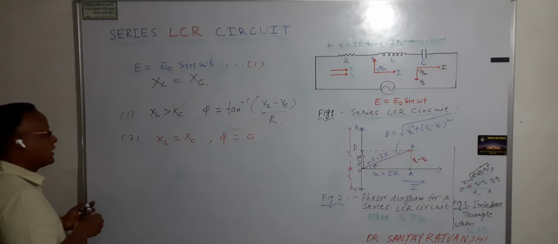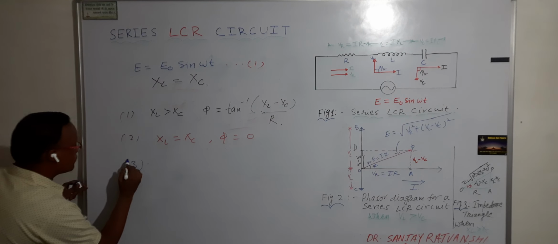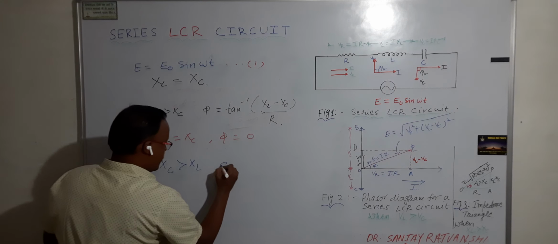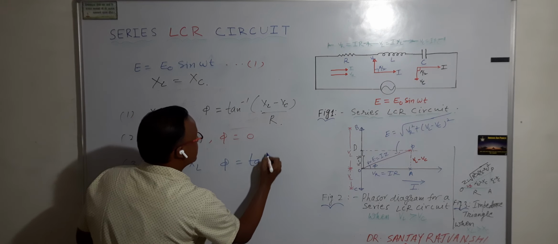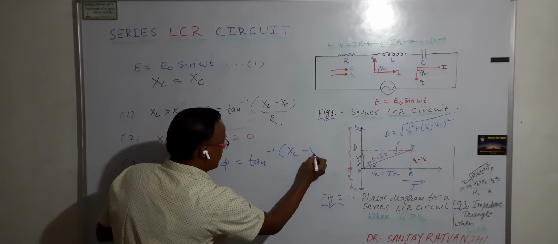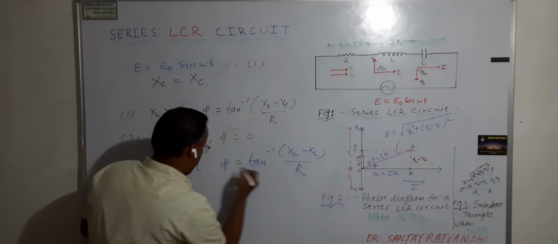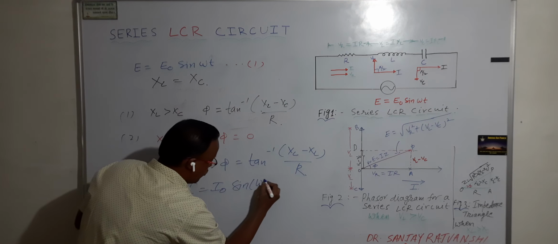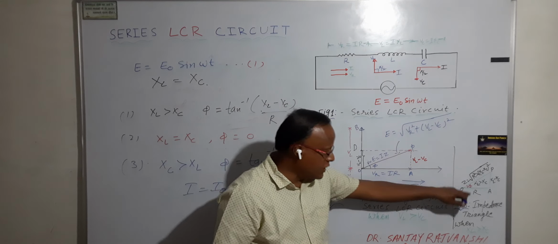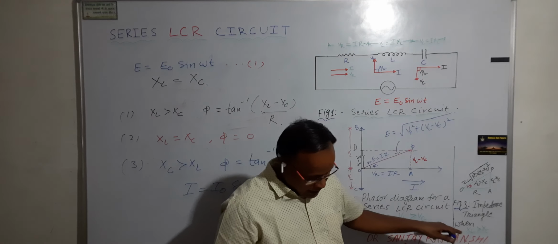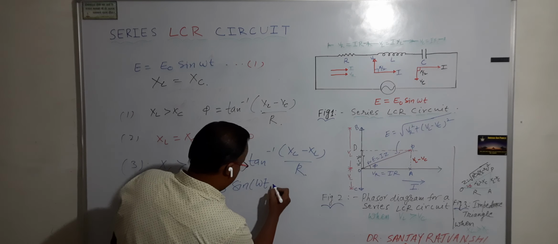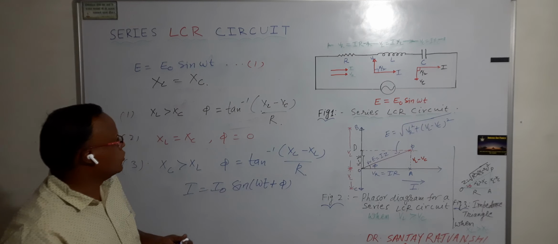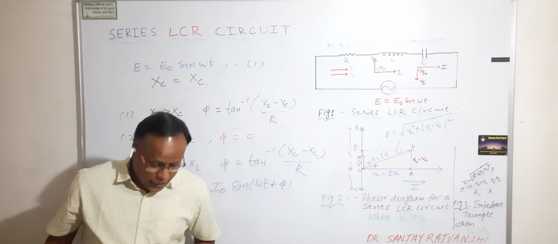And the third one is XC greater than XL. Then you will get phi equal to tan inverse of (XC minus XL) upon R, and here I is I0 sin(omega t plus phi). When this is downward, the current becomes ahead by plus phi. So this is very, very important.